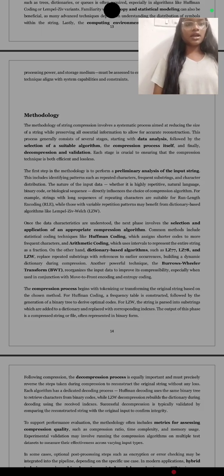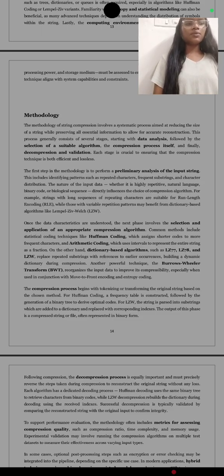Once the data characteristics are understood, the next phase involves the selection and application of an appropriate compression algorithm. Common methods include statistical coding techniques like Huffman coding, which assigns shorter codes to more frequent characters, and arithmetic coding, which uses intervals to represent the entire string as a fraction. On the other hand, dictionary-based algorithms such as LZ77, LZ78, and LZW replace repeated substrings with references to earlier occurrences, building a dynamic dictionary during compression.